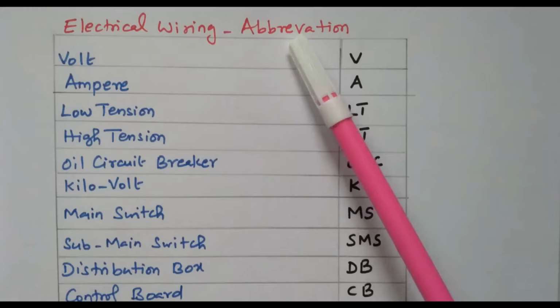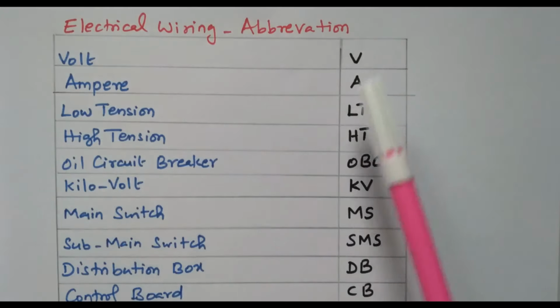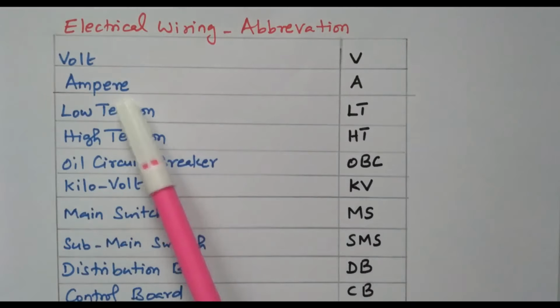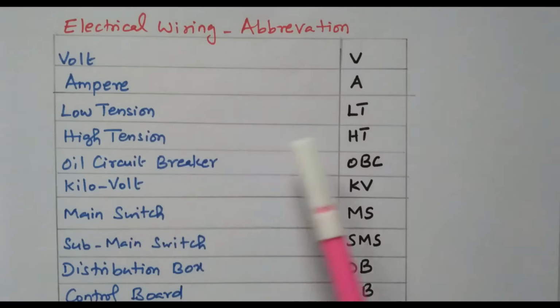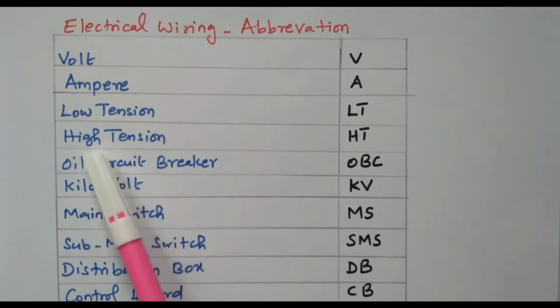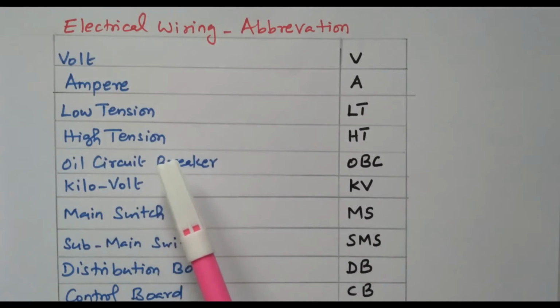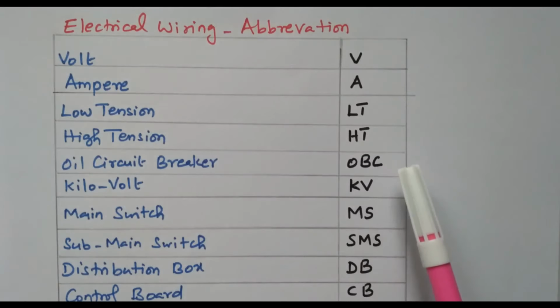Now we'll go to the abbreviations. Voltage is abbreviated by V. Ampere current is given as A. The low tension line means LT. Low tension line means 230 volt supply. The high tension line, 11 kV, 110 kV, 33 kV, is given by HT. So LT refers to the low tension line, HT refers to the high tension line.